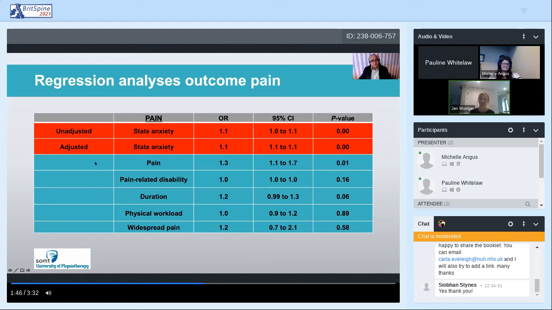I will show you in this table with the outcome of pain the role of state anxiety. As well in the unadjusted analysis as in the adjusted logistic analysis, state anxiety showed an odds ratio of 1.1 with a small interval and both significant. In the adjusted model, pain, pain-related disability, duration, physical workload, and widespread pain are added, and the odds ratio of state anxiety still remains 1.1.